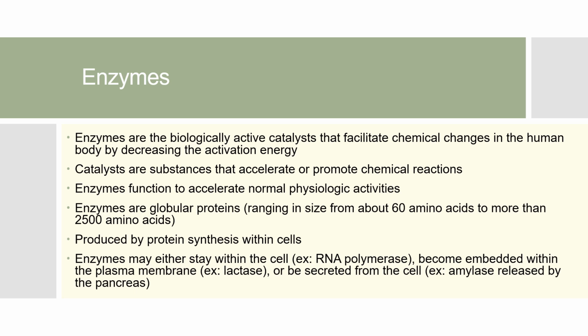The characteristics of an enzyme: they are globular proteins. They range in size from about 60 amino acids to more than 2,500 amino acids. They are produced by protein synthesis within cells. Enzymes can be within the cell, an example being RNA polymerase, or embedded in plasma membranes, such as lactase, or secreted from the cell, such as amylase released by the pancreas.